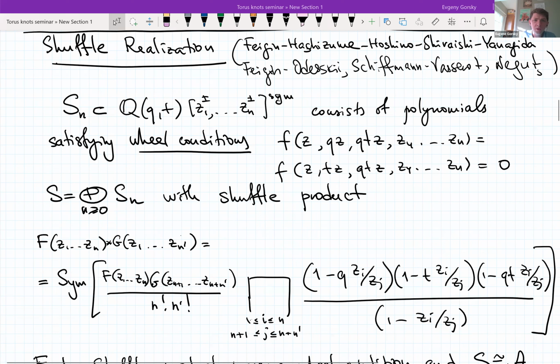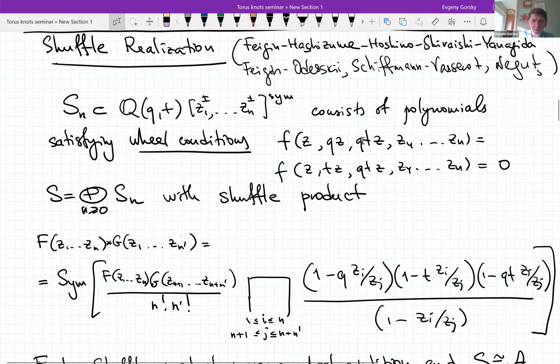And inside the symmetric Laurent polynomials, you consider the subspace Sn consisting of polynomials satisfying the following conditions. So if I choose the first variable, then I take times q and then times qt. So the consecutive ratios are q and t and then qt, or t and q and then qt. In both cases, the polynomial must vanish.